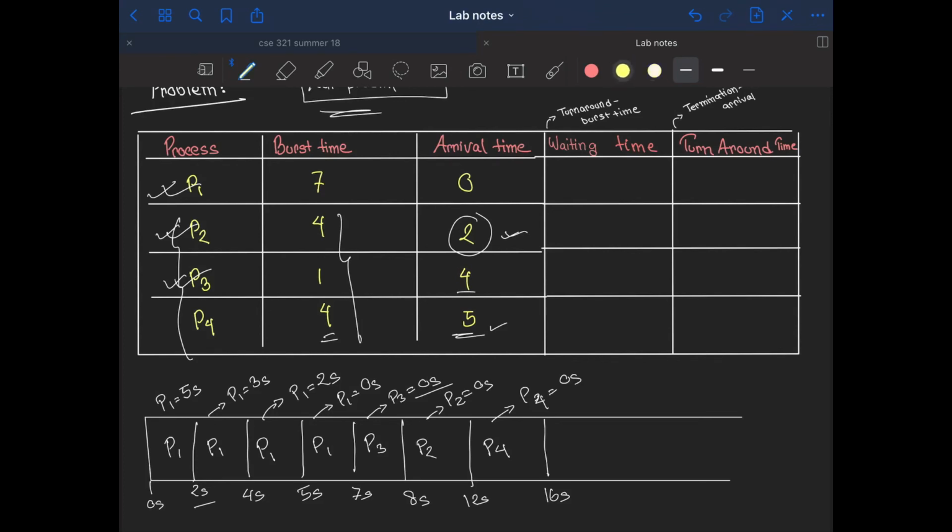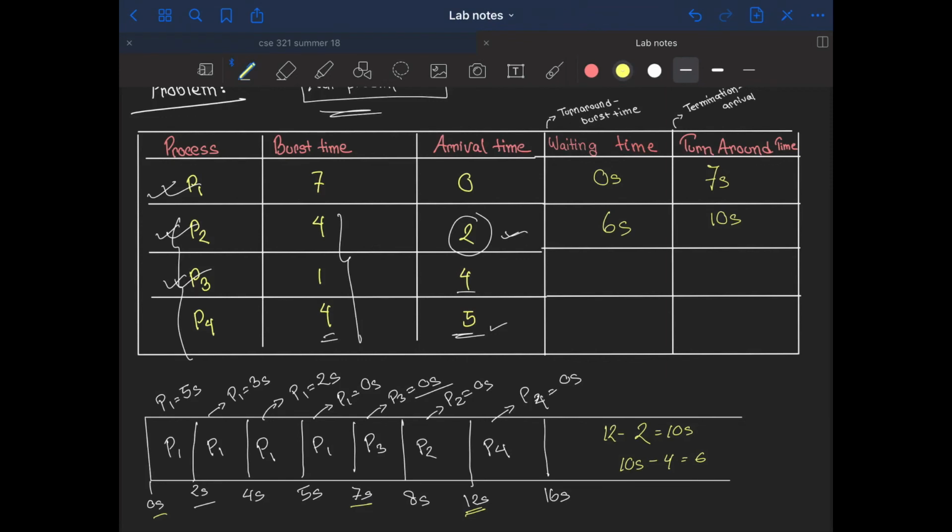So let's just write their turnaround time and waiting time. So P1 came at 0 second, P1 left at the 7th second. So the turnaround time is 7 seconds. It didn't wait for anything, so 0 seconds. P2 on the other hand, came at the 2nd second, however P2 left at the 12th second, so 12 minus 2, its turnaround time is basically 10 seconds, and the waiting time, as I said before, is turnaround time minus the burst time, which is 6 seconds.